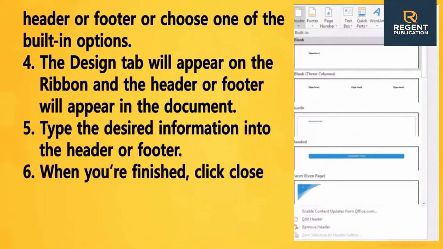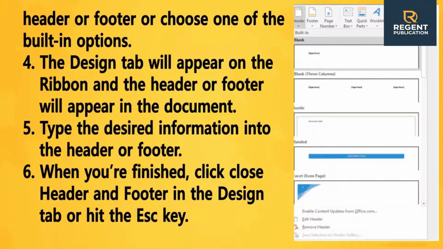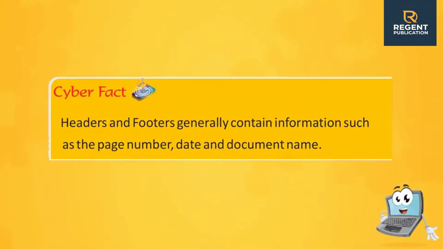The Design tab will appear on the ribbon and the header or footer will appear in the document. Type the desired information into the header or footer. When you are finished, click Close Header and Footer in the Design tab or hit the Escape key. Cyber fact. Headers and footers generally contain information such as the page number, date, and document name.